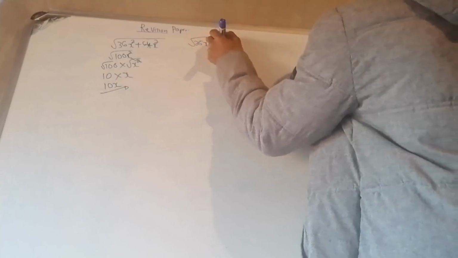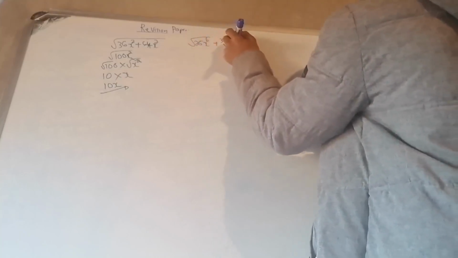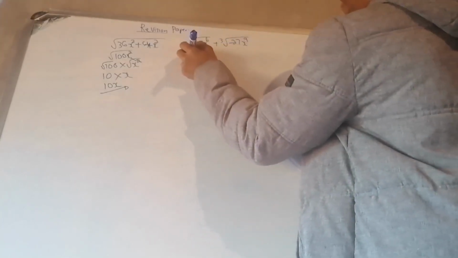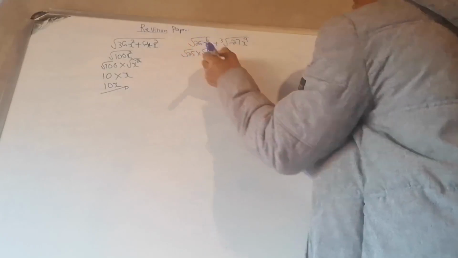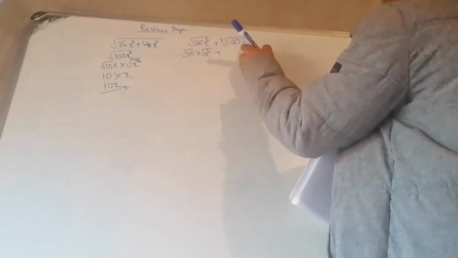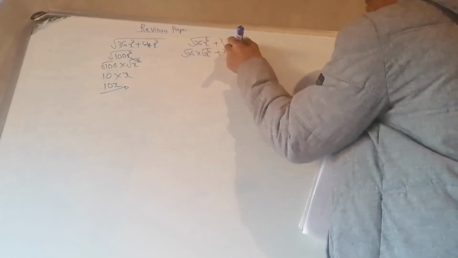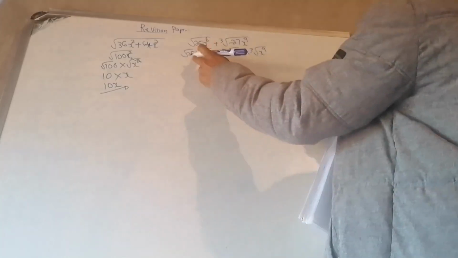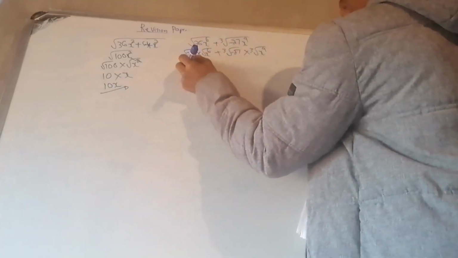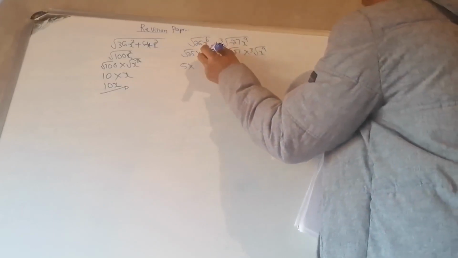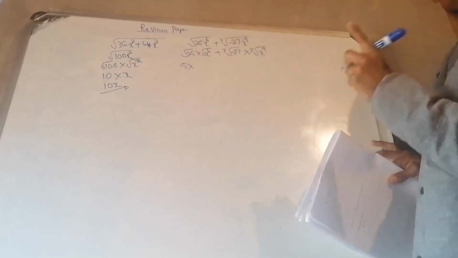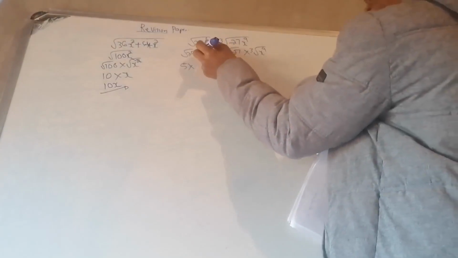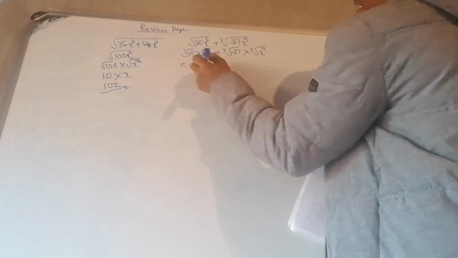The square root of 25x⁶ plus the cube root of negative 27x⁹. The square root of 25 multiplied by the square root of x⁶, plus the cube root of negative 27 times the cube root of x⁹. Square root of 25 is 5, multiply by 6 divided by 2. This is very important. 6 divided by 2, you get 3.